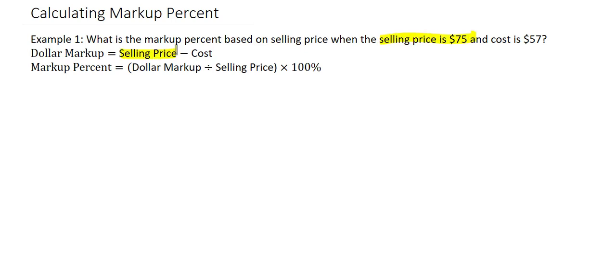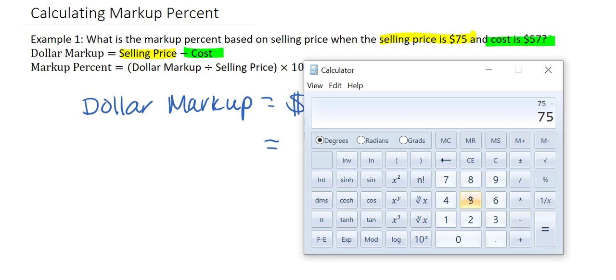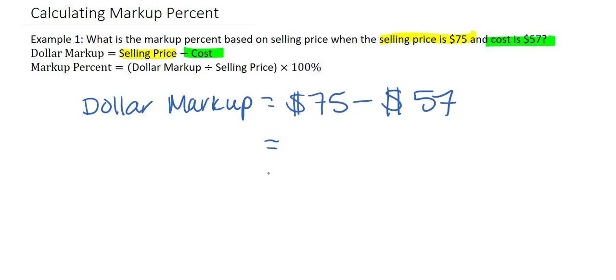So we have selling price here and the cost is here. So we're going to find our dollar markup this way. We have 75 minus 57. Let's get the calculators out. 75 minus 57, and we get 18. So this is our dollar markup, right? And we need it for the second equation right here, so that's why we solved for it.